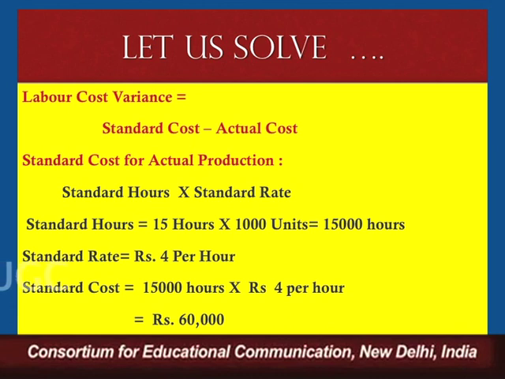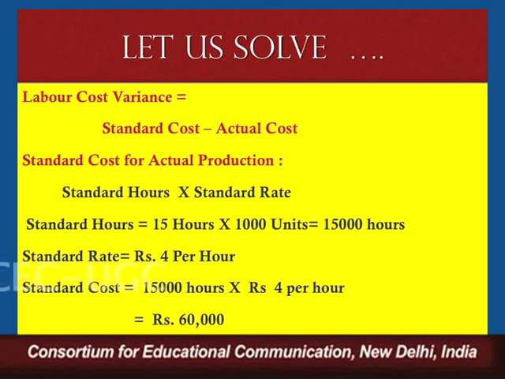Standard hours into standard rate will be the formula. Standard hour we know, 15 hours you are supposed to take for producing 1 unit, and since you are producing 1000 units, you will take how many hours as per standard? 15,000 hours. What is my standard rate? Rupees 4 per hour. It is given in the question. Once we multiply these standard hours with the standard rate, we get the standard cost, and that becomes rupees 60,000.